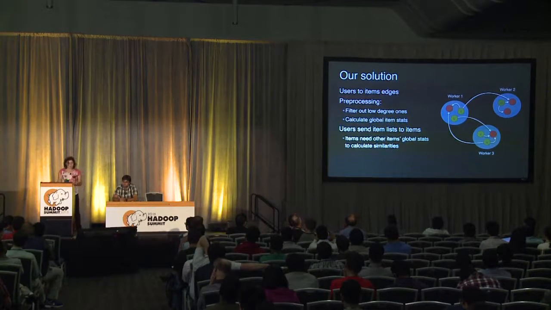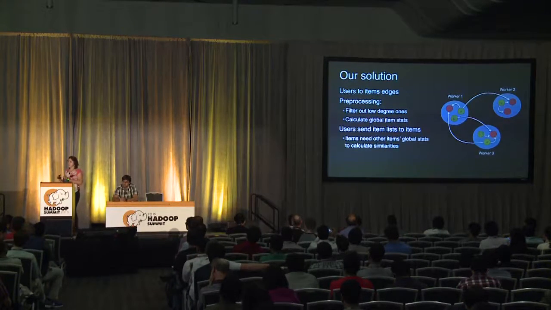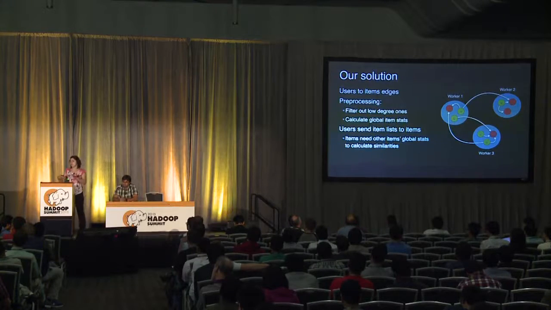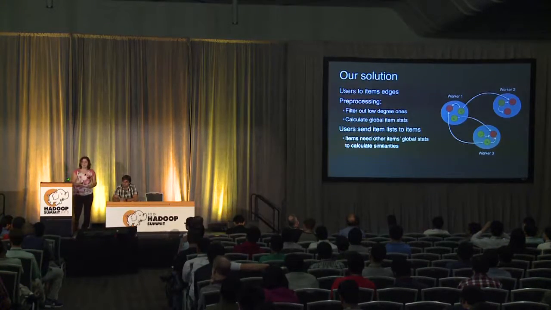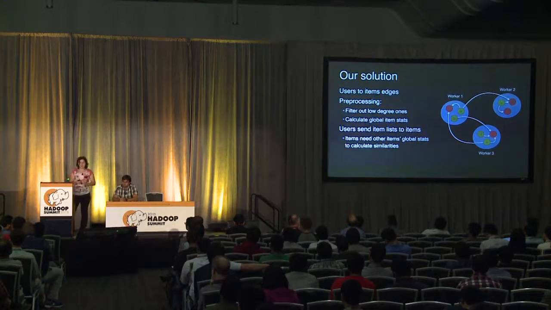And then the actual computation starts where all users are going to send their rated item lists to all their items. Items receive all these lists, combine them into a map from item ID to intermediate item similarity score, and then we additionally need to get the global item information there to be able to calculate the final item-to-item similarity.